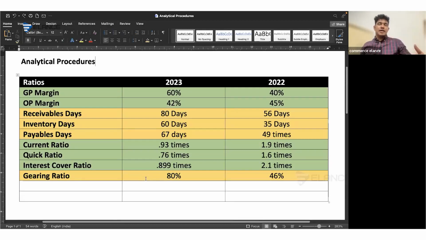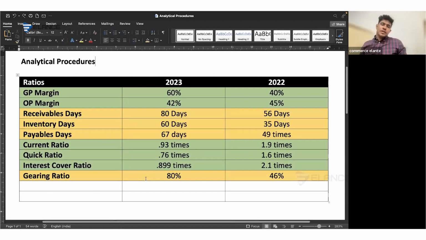So if you are given a part of the financial statements and a scenario and asked to identify the risk, these are the set of ratios which you need to calculate. First of all, you need to calculate the gross profit margin, then the operating profit margin, receivables days, inventory days, payables days, current ratio, quick ratio, interest cover ratio, and gearing ratio. So these are the whole set of ratios which we need to calculate.